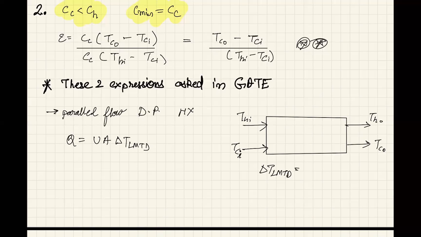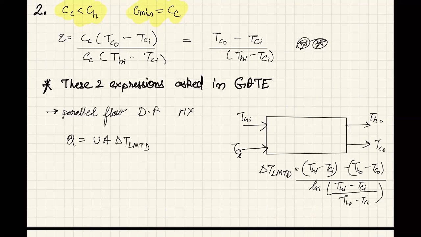Please, you can unmute yourself and speak out. (THI minus TCI) minus (THO minus TCO) upon ln of (THI minus TCI) upon (THO minus TCO). Very good, correct.